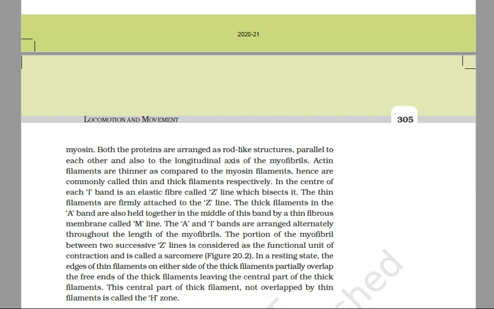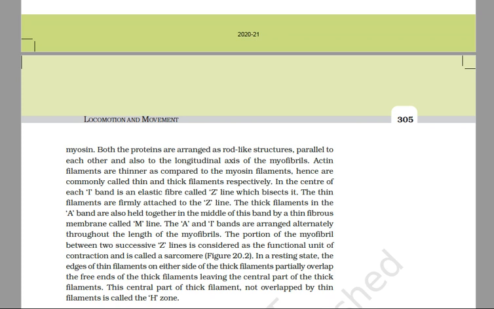The light band is also called I band, as they possess actin filaments only and they are isotropic to the plane polarized light. Due to the light bands, they are translucent, means light in appearance. Then the dark bands are also called A bands, and they contain only myosin filaments and are anisotropic to the plane polarized light.